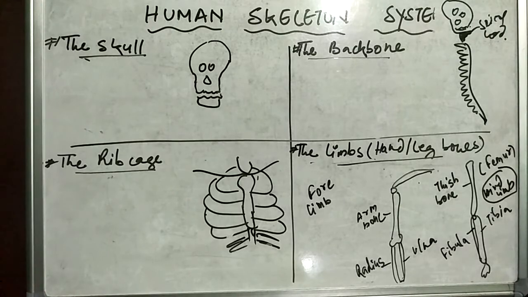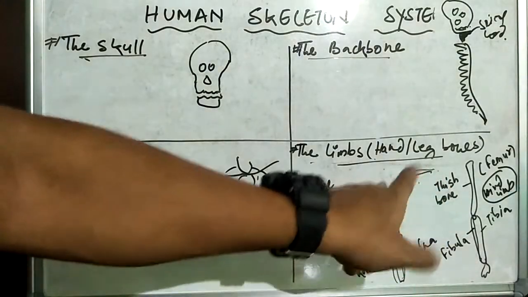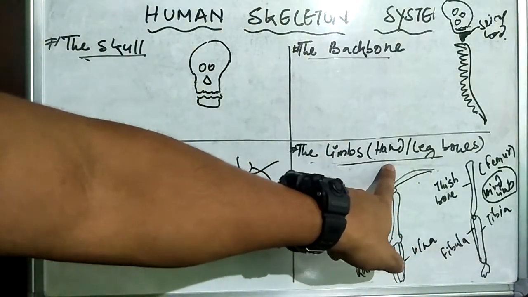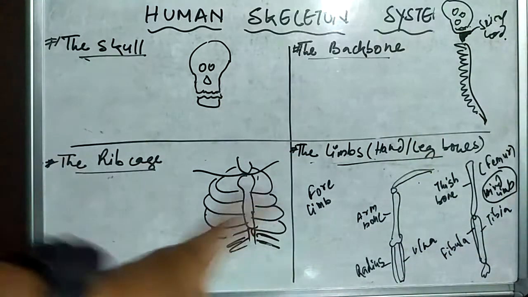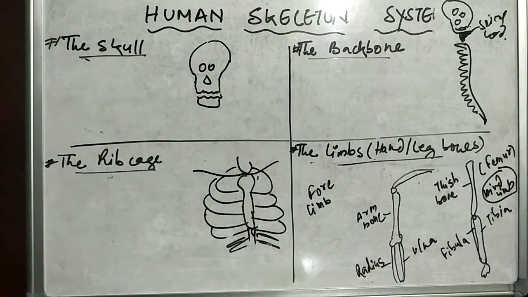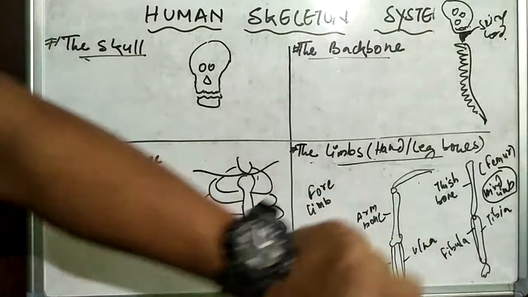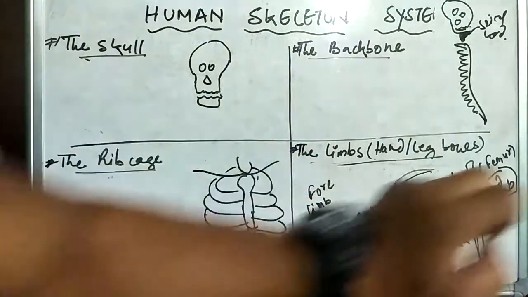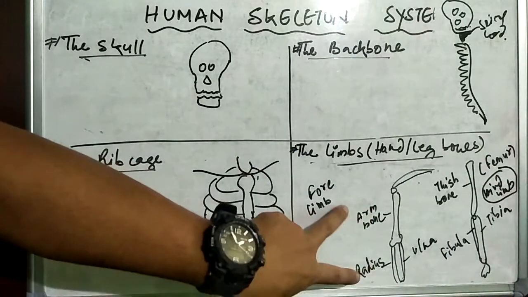Now lastly we'll see the limbs. Altogether the bones of the hand and the leg bones are called the limbs. Understood? Now in the limbs category, you can see it is divided into two parts: this is the hand bones and this is the leg bones.